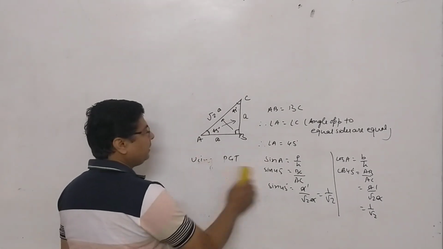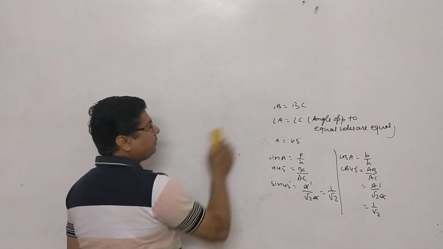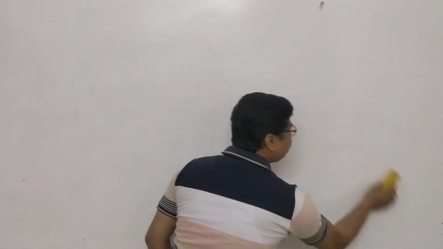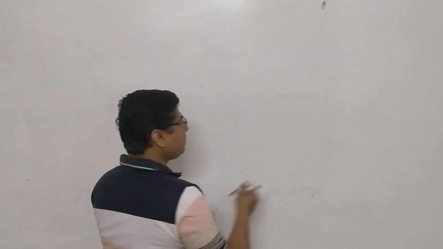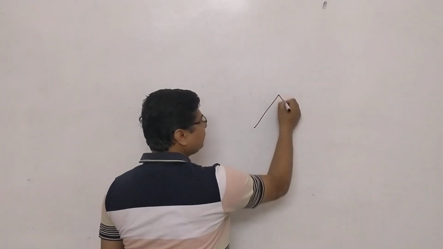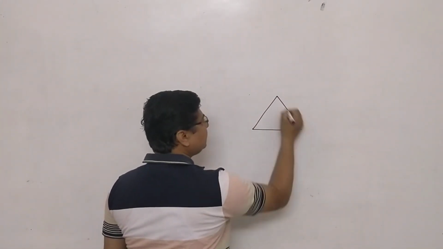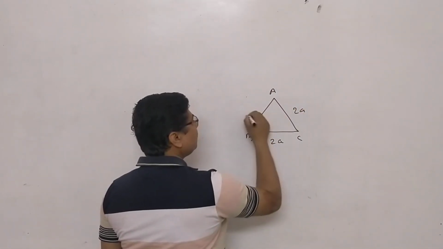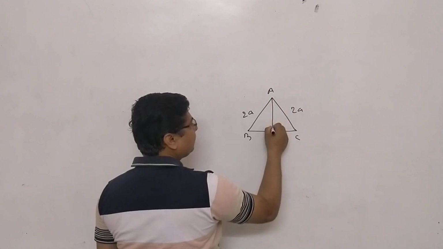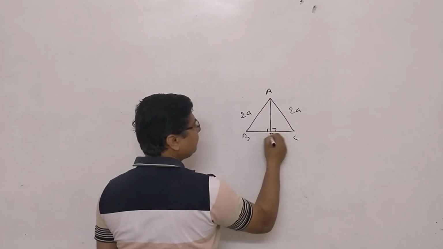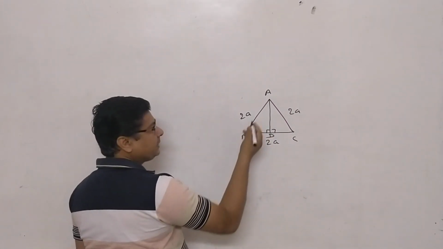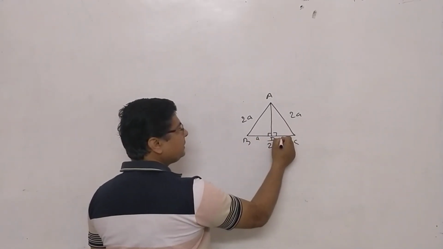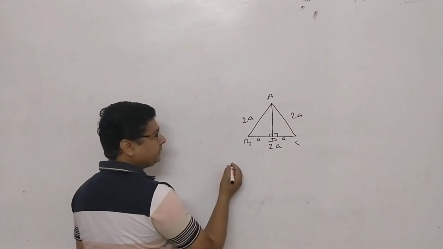Now we will learn how to find value of 30 degree and 60 degree geometrically. For that purpose, we will draw an equilateral triangle. Let each side of this equilateral triangle is of 2A. Draw perpendicular from A to BC. Now you know that in equilateral triangle altitude is also median. So BD will be equal to CD, that is of A each.